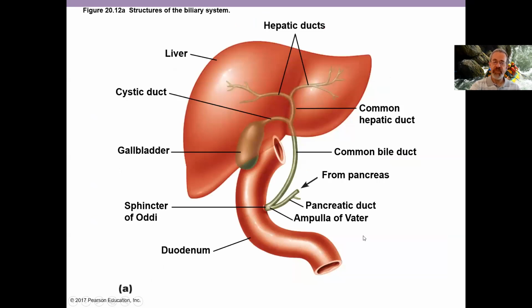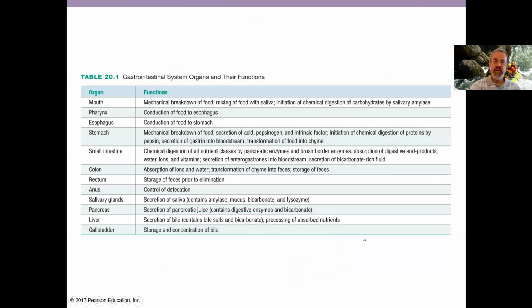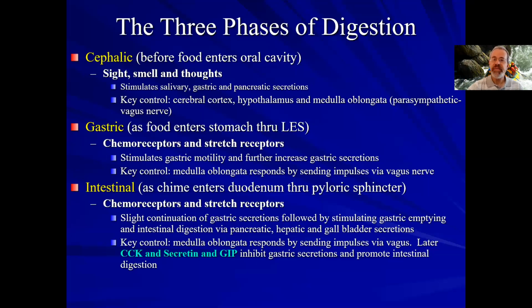This is just another diagram showing it all. All right, this is a summary of basically what we just went through, so you can look at that a little bit as a summary of what all the different digestive organs are doing, as well as including the accessory glands.